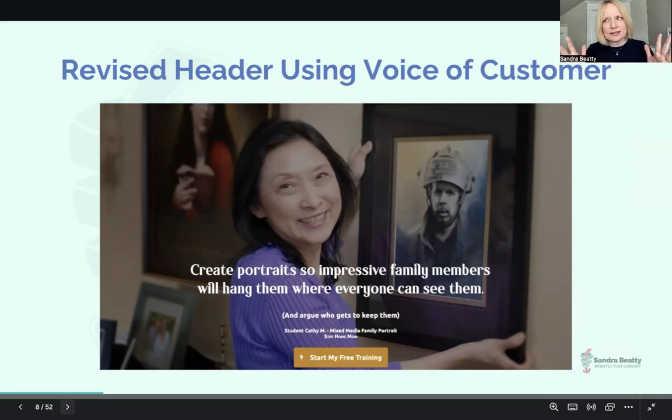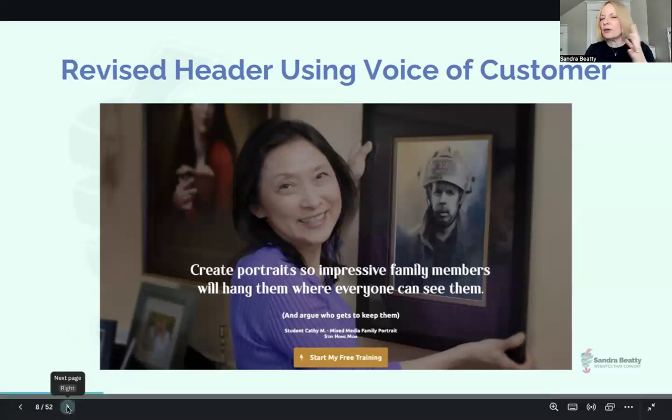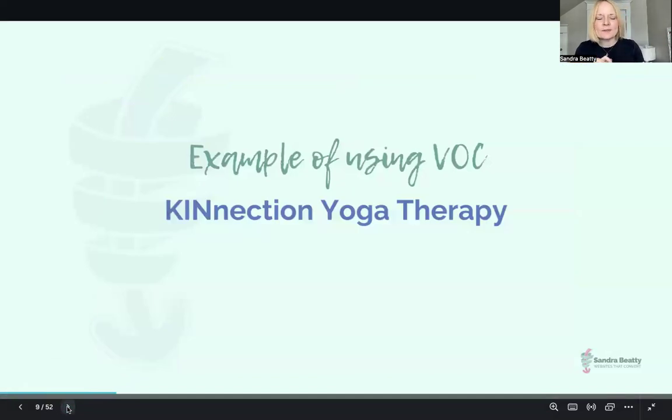So this common transformation then made its way to the headline of their homepage. "Create portraits so impressive, family members will hang them where everyone can see them and argue over who gets to keep them." And then we also included the name of the student, the kind of artwork she did, and the fact she's a stay-at-home mom. And we put a picture of that student with her artwork directly on the home page. So now it's a lot more obvious what it is.